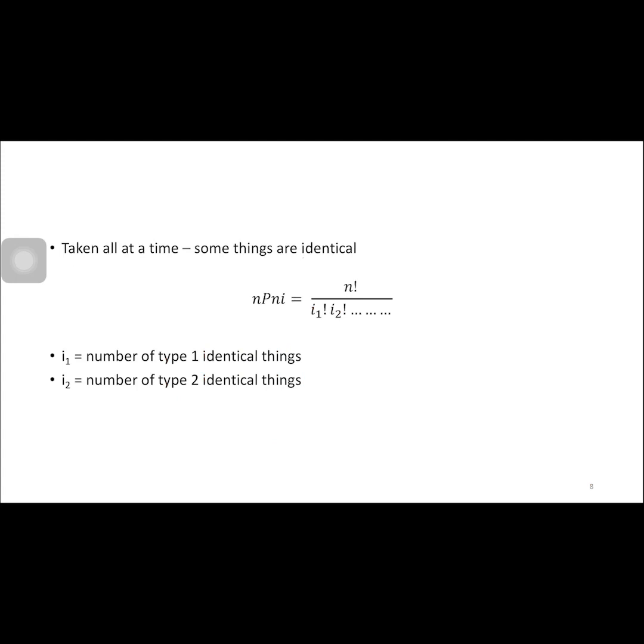Next case, taken all at a time, some things are identical. This is the formula that we'll be using: nPn1 is equal to n factorial over n1 factorial, that is the first identical factorial, times the second identical factorial, and so on.